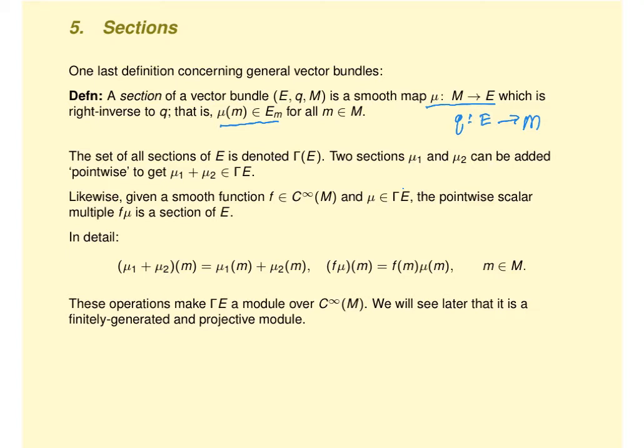Now go back to a general E, a general vector bundle E. The set of all sections is denoted gamma E. Some people write gamma infinity E. I'll just write gamma. Two sections, mu1 and mu2, can be added pointwise to get another section, and they can also be multiplied pointwise by smooth functions on the base. And there are the two formulas.